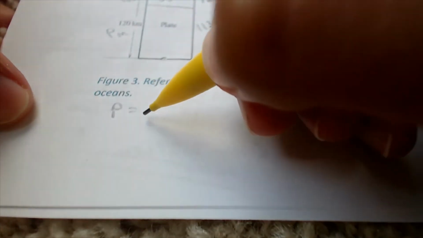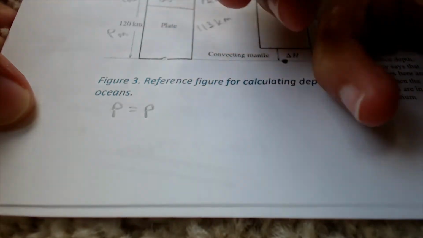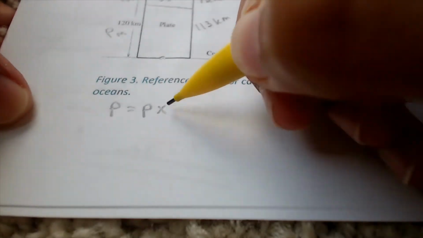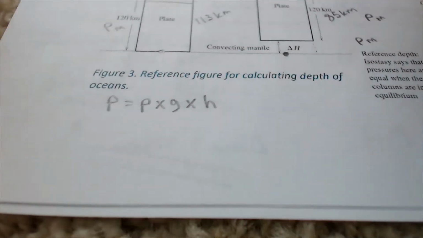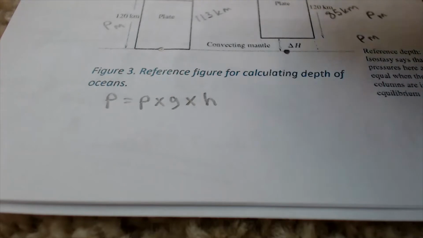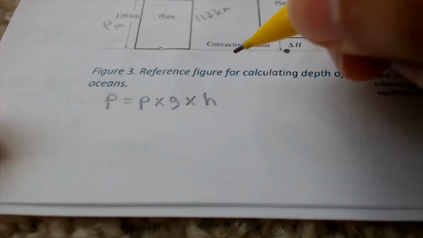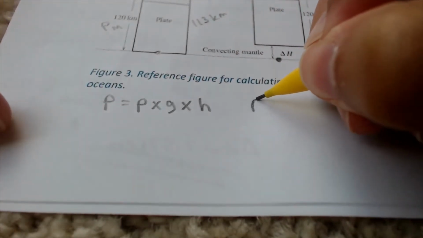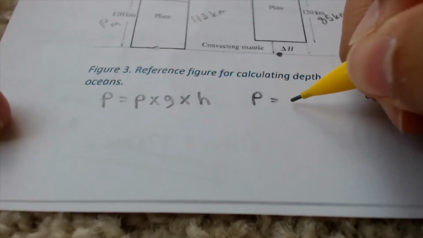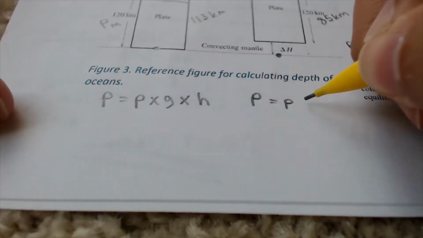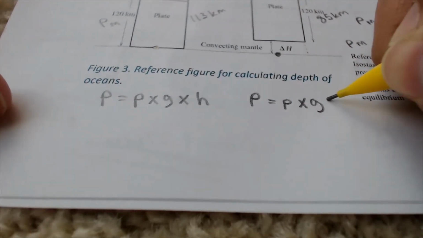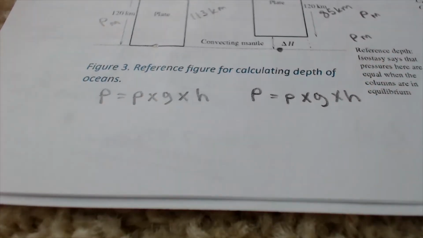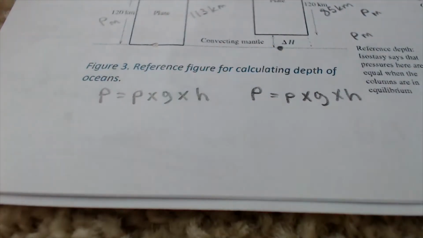Pressure is equal to the densities in that column times gravity times the height of each of those different densities in that column. And you'll have the same thing on this side. So the pressure is equal to the different densities times gravity times the different heights. So you may have more than one value for the densities and the heights, and you'll have to keep them together.